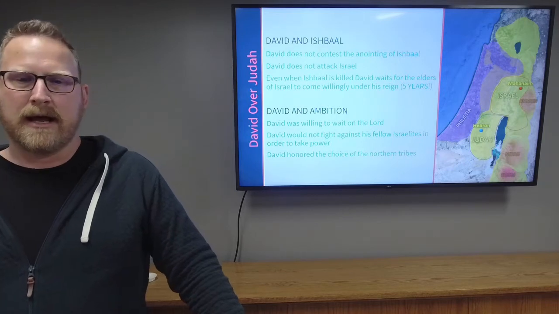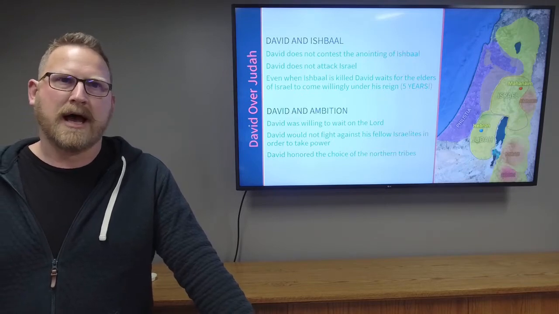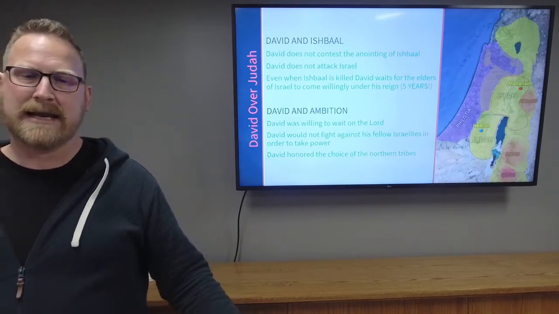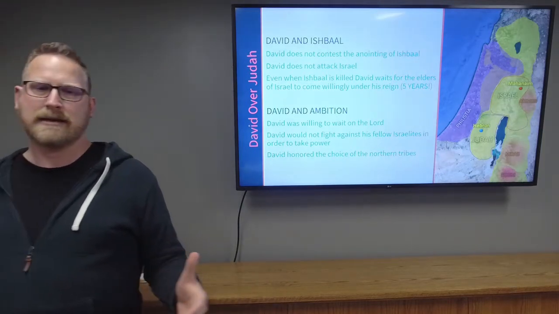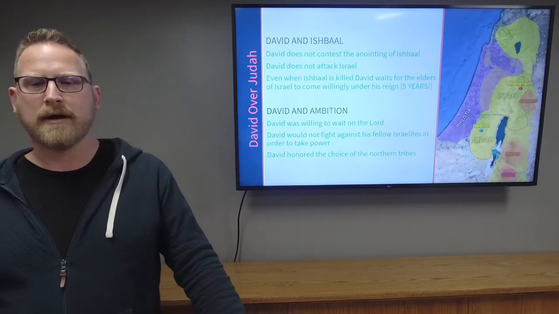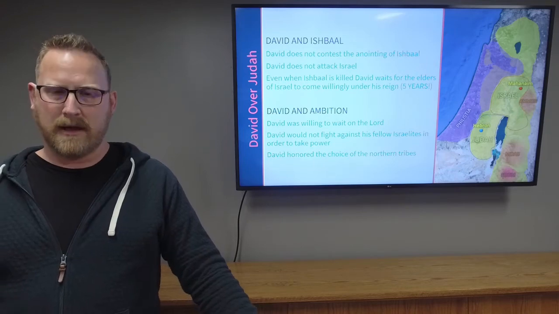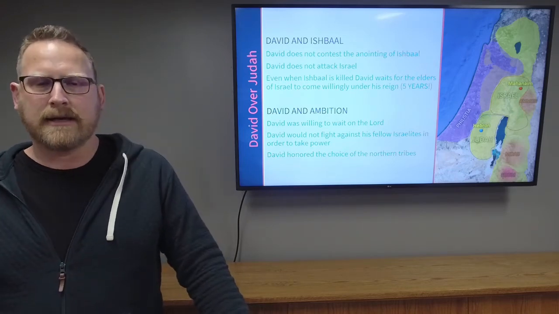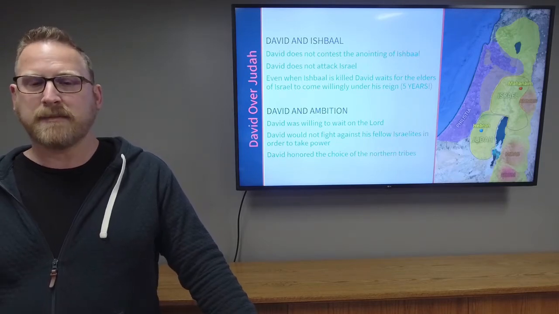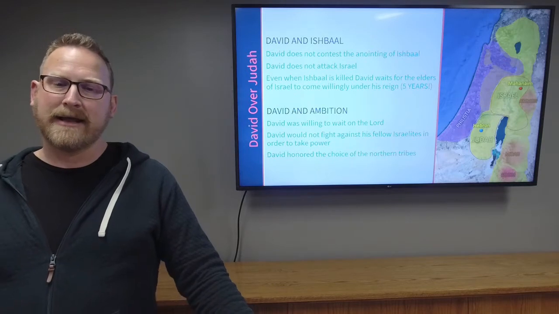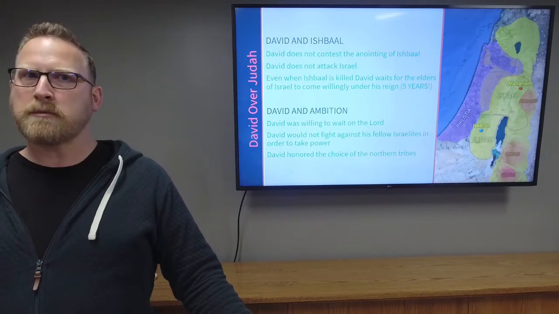David does not contest Ishbaal being anointed king of Israel. He does not fight for the throne. He does not try to say, no, I should be king. He doesn't go and attack them and seek to take over. On the other hand, Israel ends up stirring up war with David and coming after David. Even when Ishbaal is killed later on, David waits for the elders of Israel to come willingly under his reign, which could be 5 years.